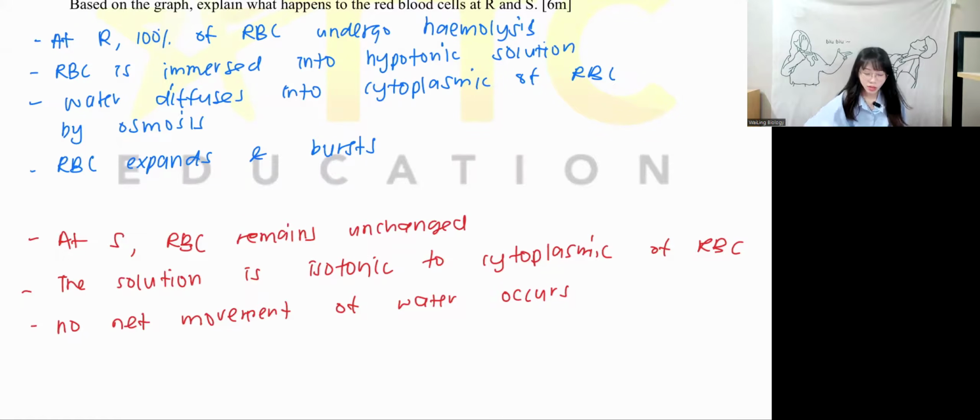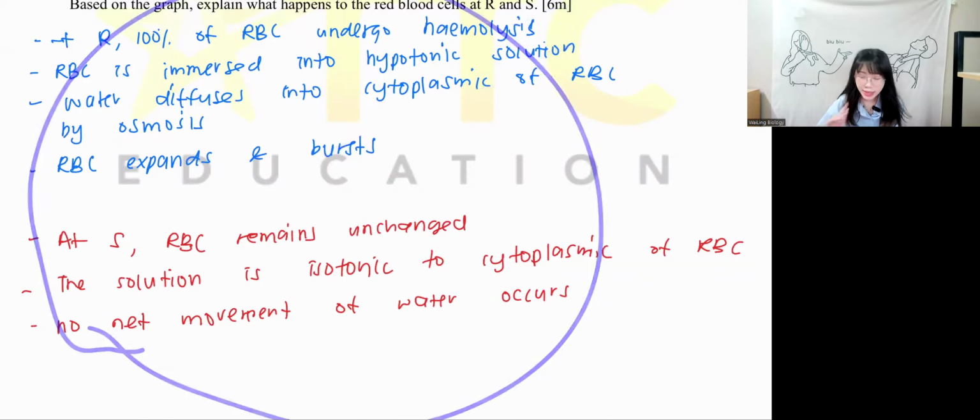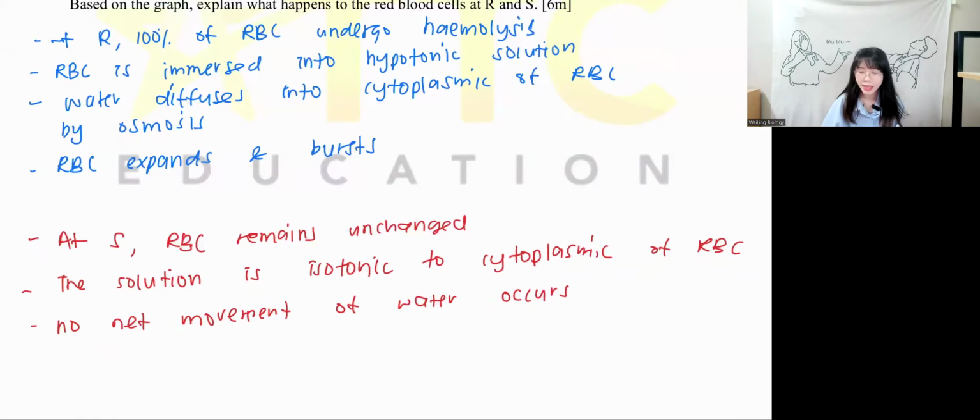All in one paragraph? No, this is how you write an answer. 1, 2, 3, 4, 5, 6, 7. If you want to write in one paragraph, you also can. It doesn't really matter a lot whether you write the paragraph or not. But writing in this way is easier for the teacher to know that you are writing. You can write this in exam as long as your answer is in a short sentence. In exam, no RBC, red blood cell.